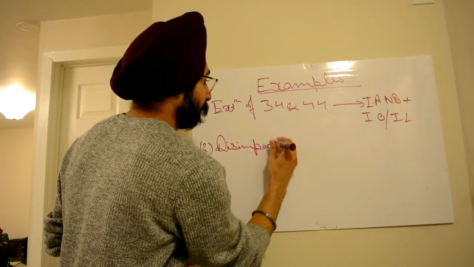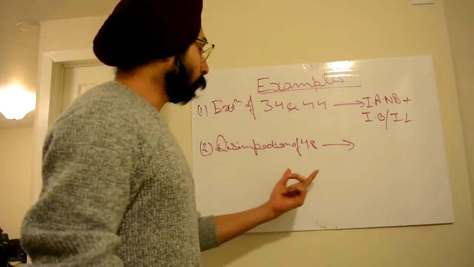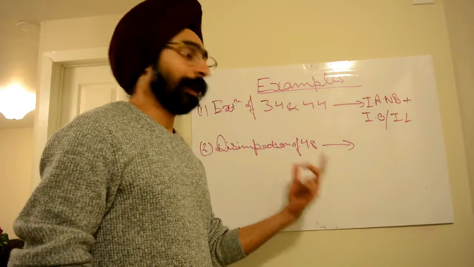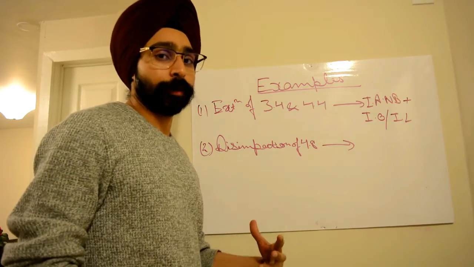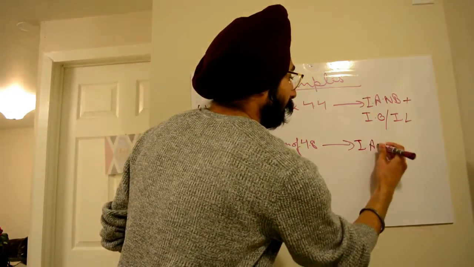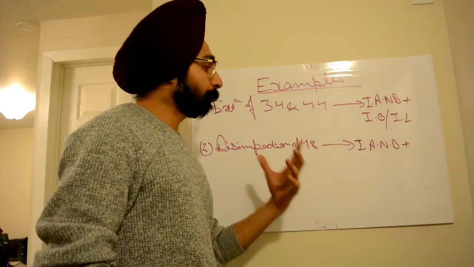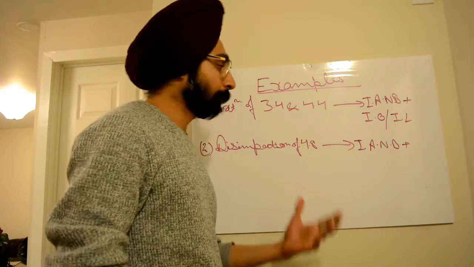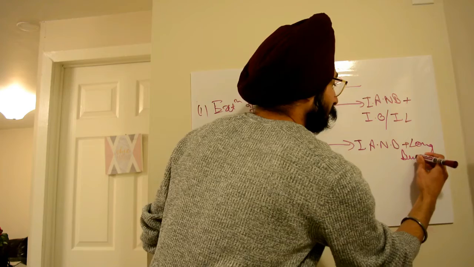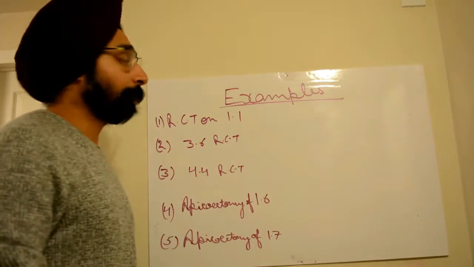Disimpaction of 4-8. Guys, I told you that for disimpaction we always need to give a block, whether the tooth is in the maxilla or in the mandible. For 4-8 we will give IANB. IANB will anesthetize the pulp of 4-8. It will anesthetize the lingual soft tissue, but for the buccal soft tissue we need to give long buccal nerve block.